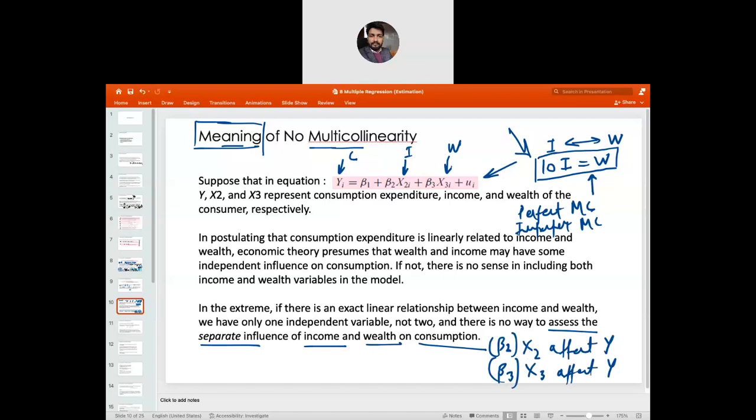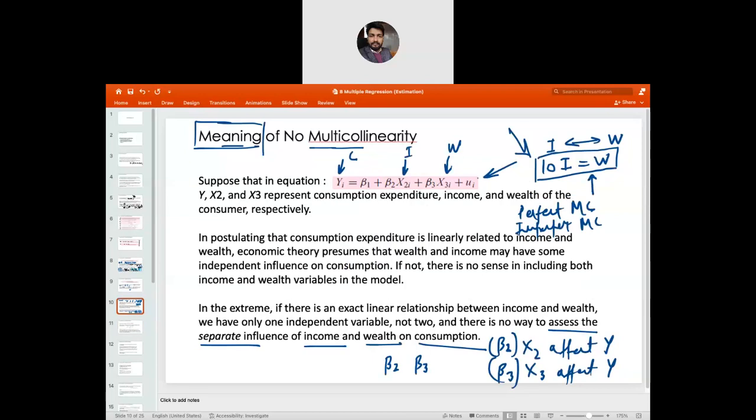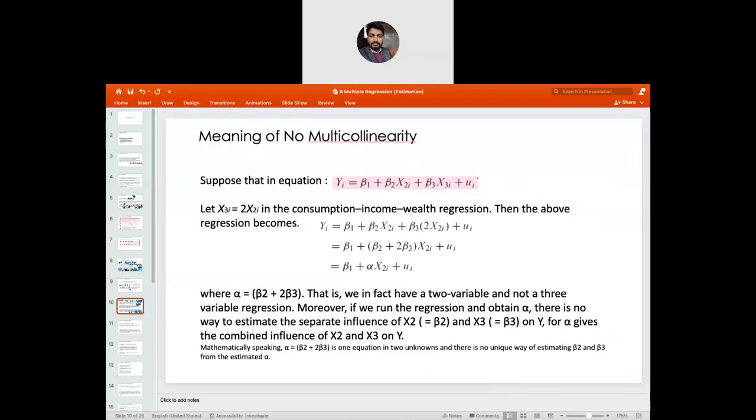Now if X2 and X3 are related, we will not be able to get our beta 2 and beta 3 to measure the separate influence of income and wealth on consumption, right? So we will see why this statement is true. That's the reason, I just explained very quickly why we need this assumption. Now I'll throw a little bit more light on this.